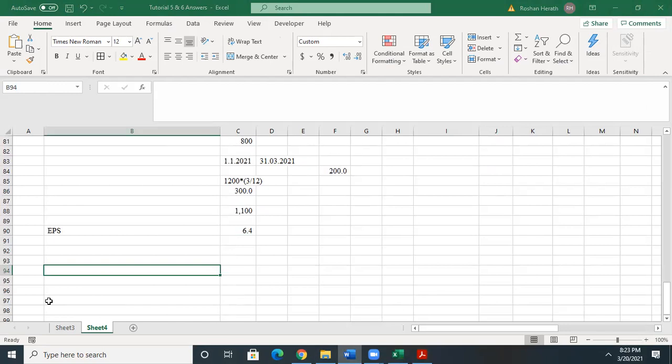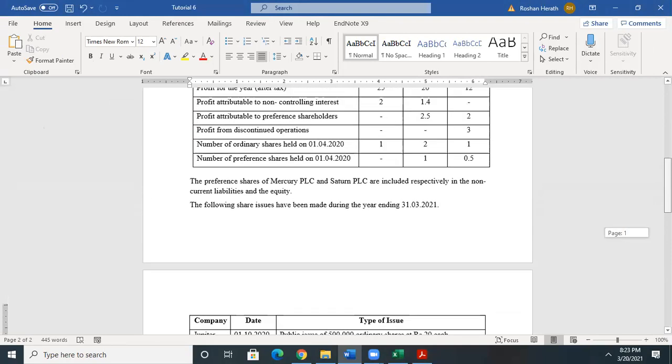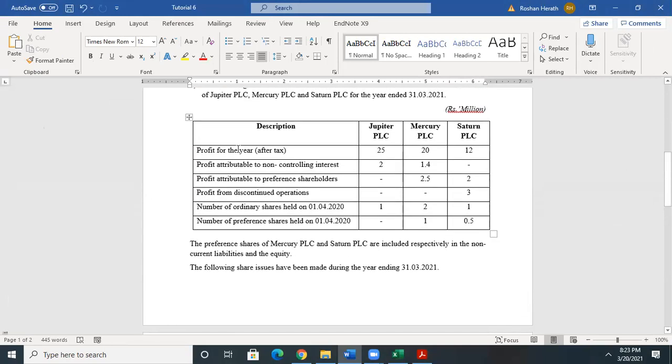If you take this Marker PLC, let me take that. So let's again take what is the profit attributable to the shares. You can see profit for the year is 20. Profit attributable to the NCI is 1.4. Profit attributable to preference shareholders is 2.5. Here you need to be conscious that Mercury classified these preference shares as non-current liabilities.